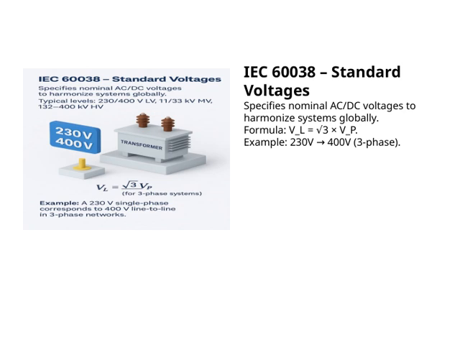Now, an important formula to remember is VL equals the square root of 3 times VP. This is crucial for understanding three-phase power systems, which are common in industrial and large-scale electrical setups. For example, if you have a single-phase voltage of 230 volts, the corresponding three-phase voltage is approximately 400 volts.